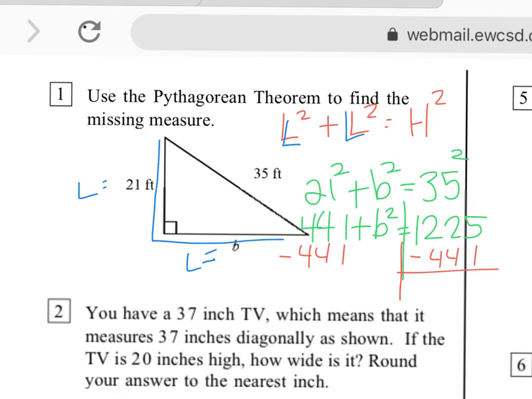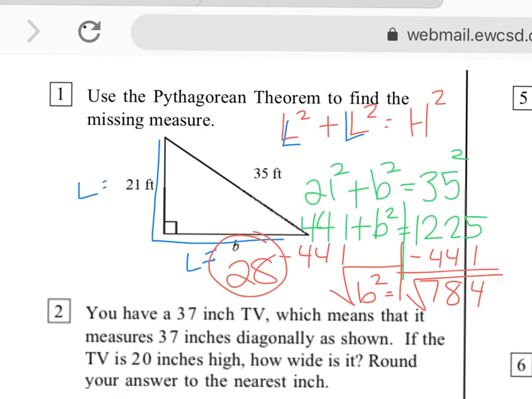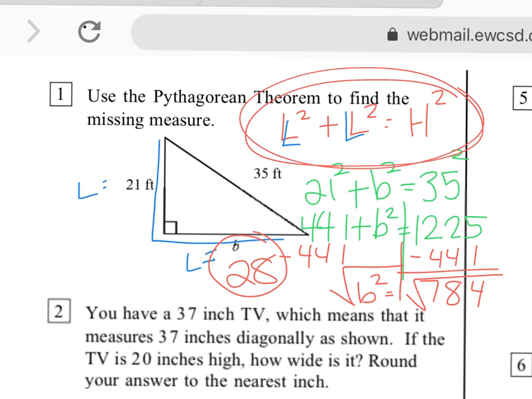When you don't have one of your legs, you must subtract. And 1225 minus 441, you're going to get 784. Now you're almost done. You have to square root both sides. And oddly enough, the square root of 784 is a whole number. It equals 28. So this b right here is going to equal 28. You can use the same method as you keep going on throughout this worksheet. Don't forget your formula. This is review for the benchmark. You should get all of these correct on the benchmark. There's 5 of them.